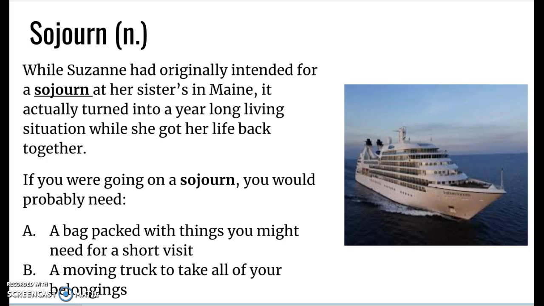Your next word is sojourn. Sojourn is a noun. While Suzanne had originally intended for a sojourn at her sister's in Maine, it actually turned into a year-long living situation while she got her life back together. If you were going on a sojourn, you would probably need A, a bag packed with things you might need for a short visit, or B, a moving truck to take all of your belongings.